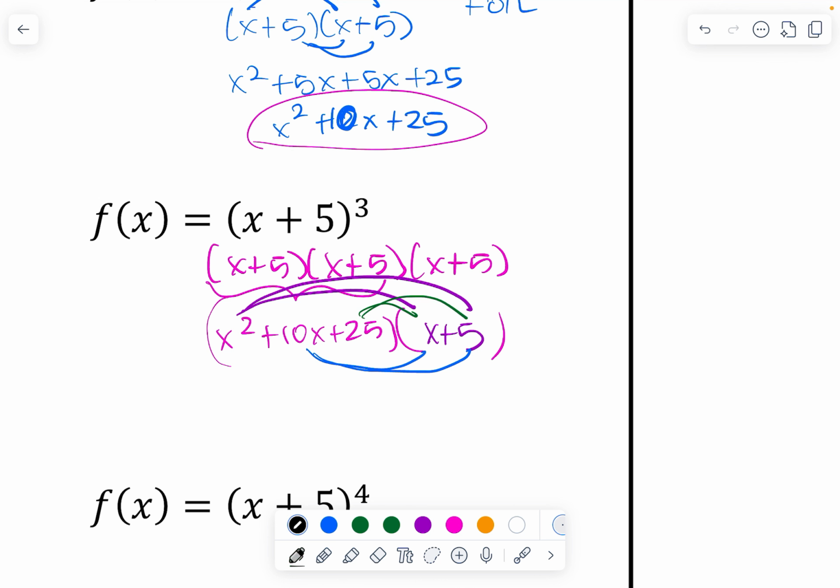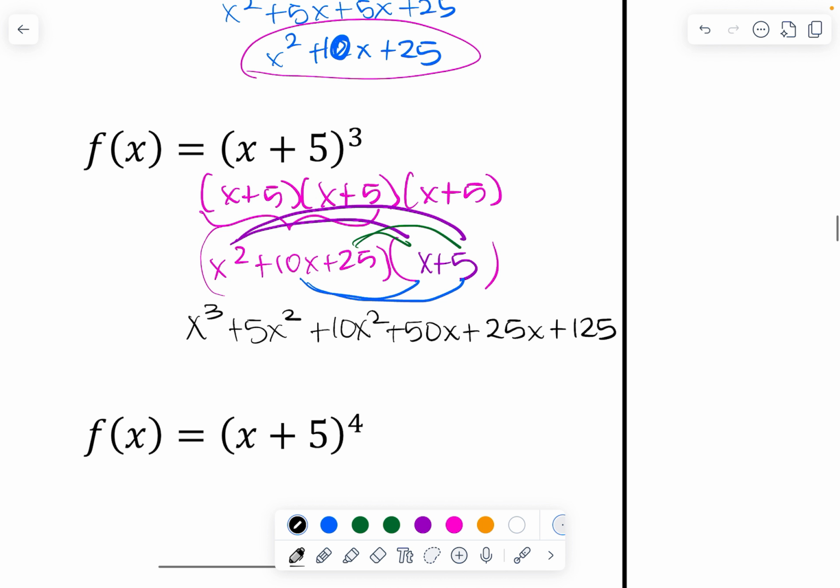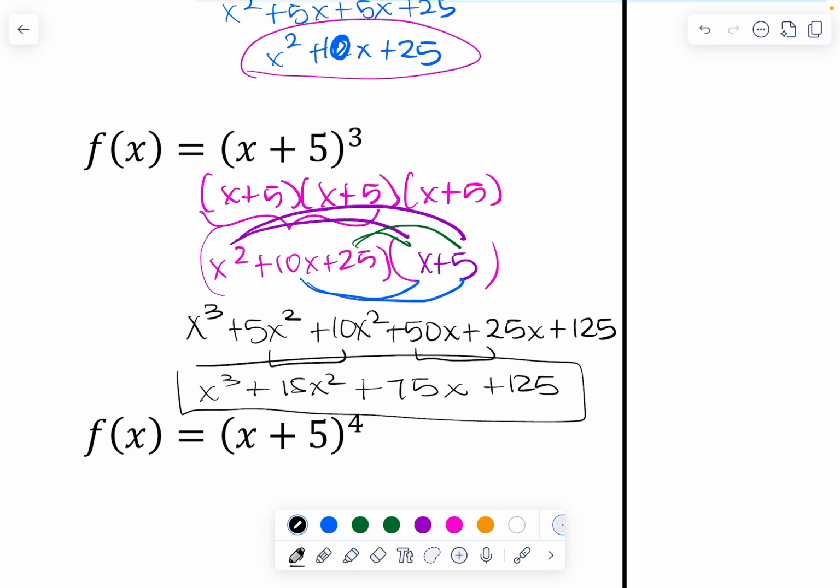And we end up with x squared times x is x cubed, x squared times 5 is 5x squared, 10x times x is 10x squared, 10x times 5 is 50x, 25 times x is 25x, and 25 times 5 is 125. If we clean that up a little bit, we end up with x cubed plus 15x squared plus 75x plus 125. Okay, so there's x plus 5 cubed.